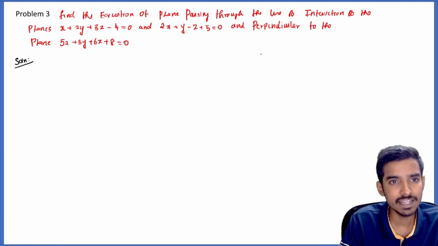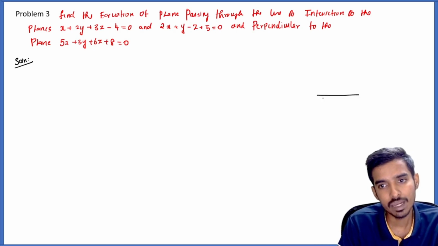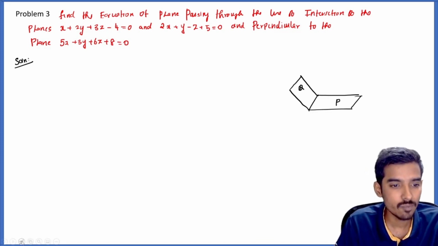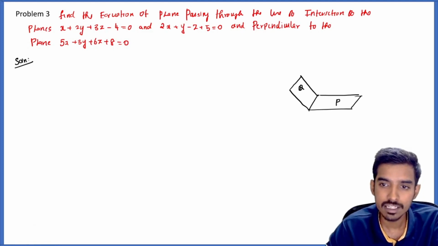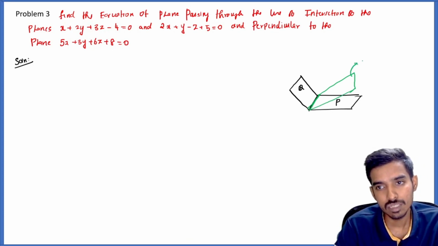So they have given two planes. Find an equation of the plane through the line of intersection of these two planes. This is our plane P and this is plane Q. So this is the required equation of the plane through the line of intersection of these two planes, and we know this equation is P plus lambda Q is equal to 0.